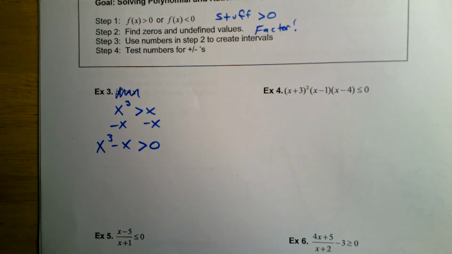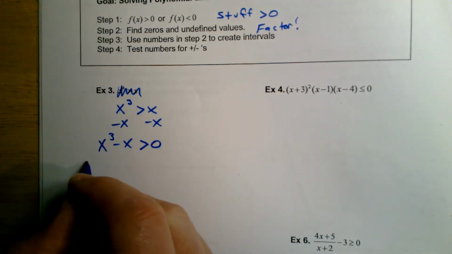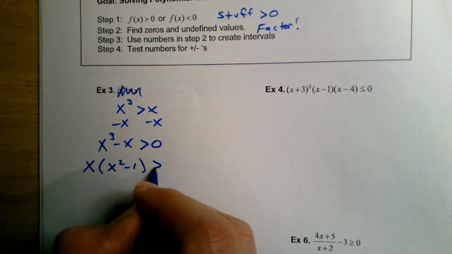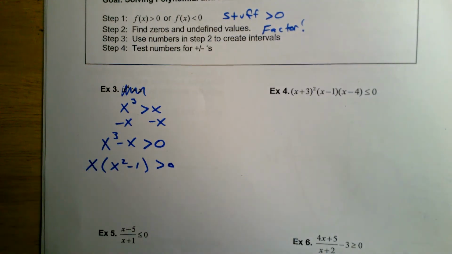You can take x out of both. Yeah, take an x out. Perfect. GCF. I've got x squared minus 1. Now, x squared minus 1 factors further. How do you factor x squared minus 1?